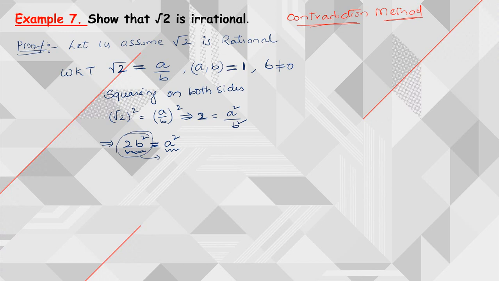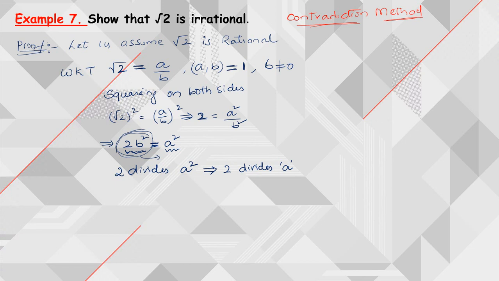From the previous theorem that we have discussed, we can say that 2 divides a square, because this is an even number, right? So 2 divides a square. Clearly from that theorem, if 2 divides a square, then 2 divides a also.